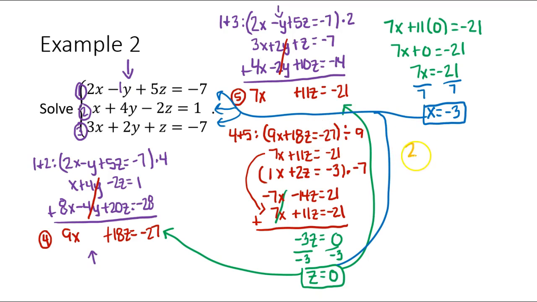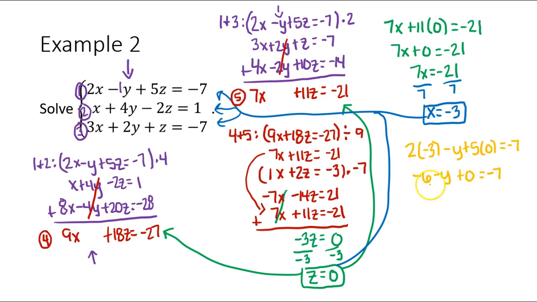we have 2 times the x we just found minus y plus 5 times the z we just found. We want this to be equal to negative 7. 2 times 3, this is negative 6 minus y, plus 5 times 0, that's just going to give me 0.